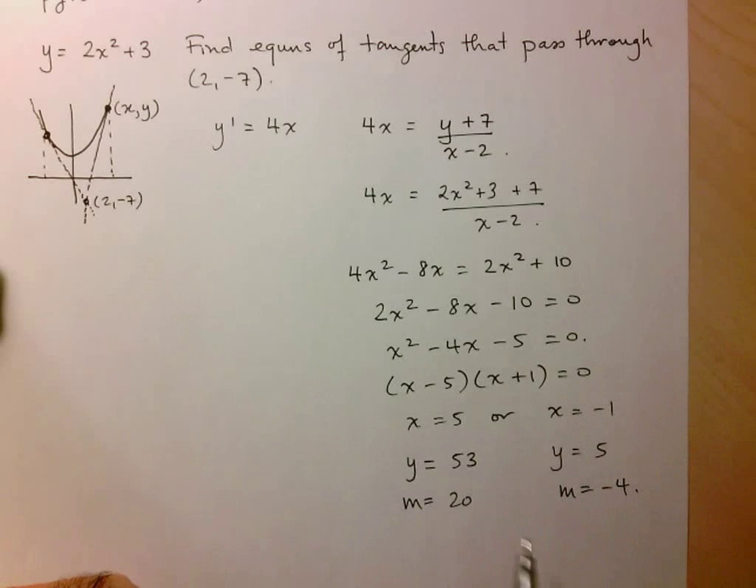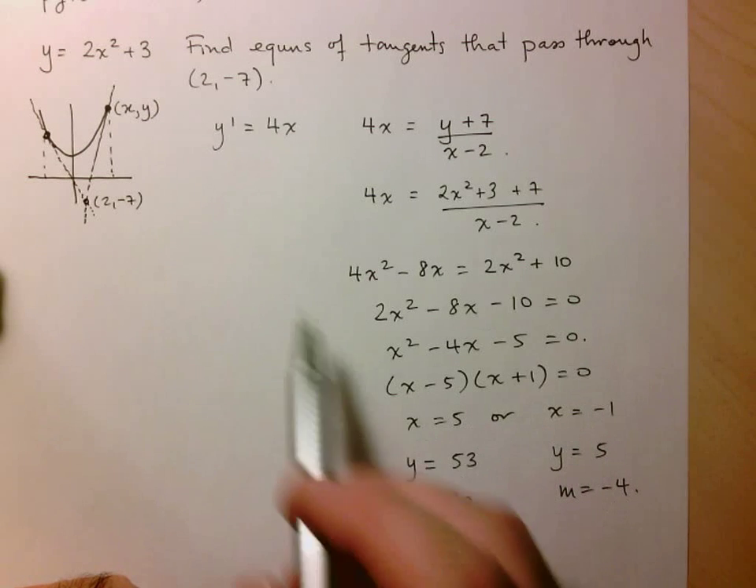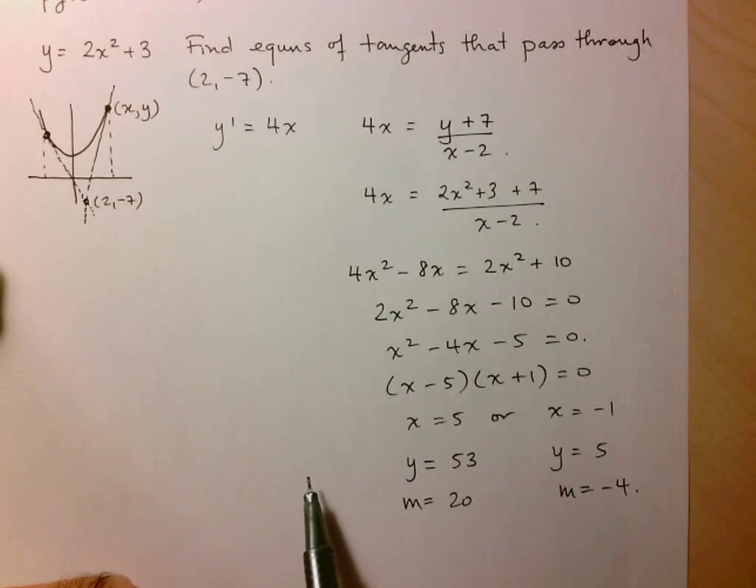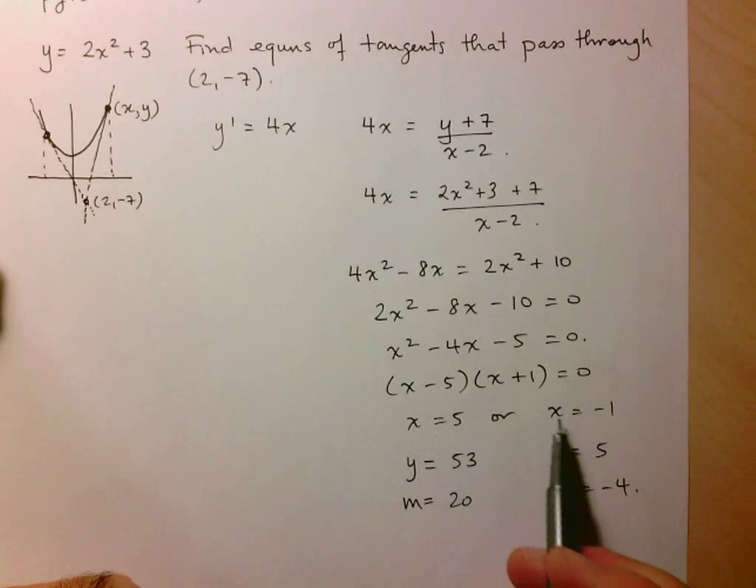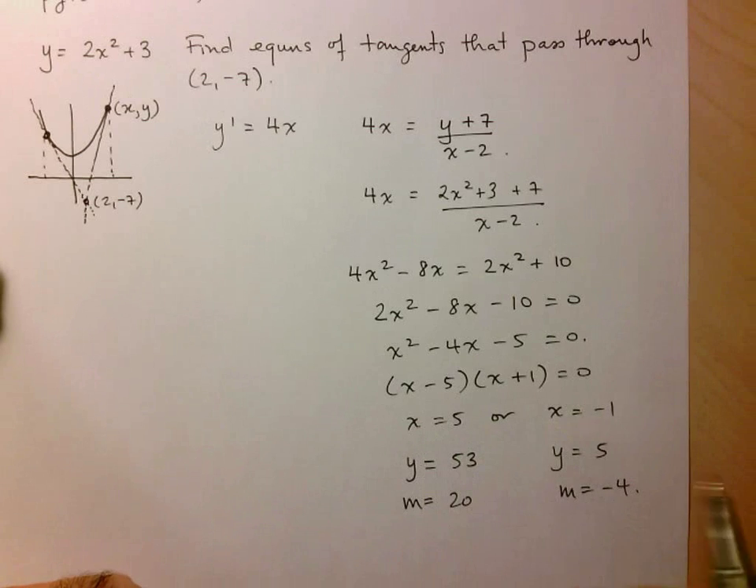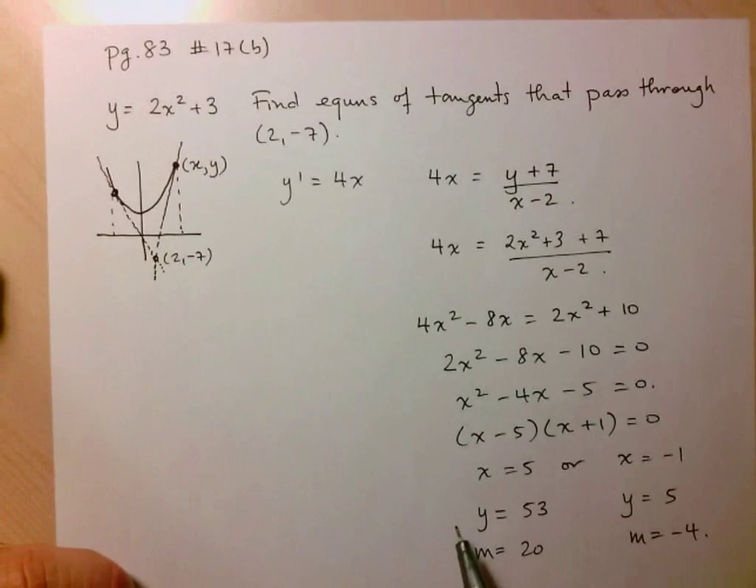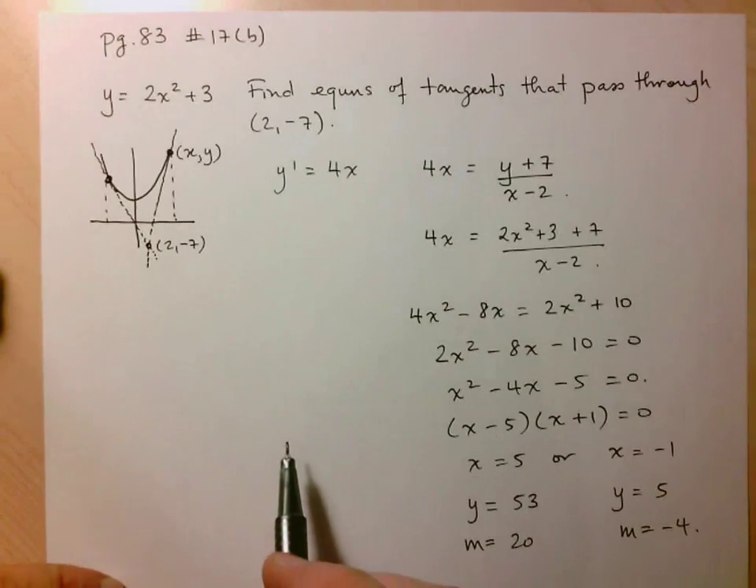Okay. Now, just as I was solving this, I realized I don't actually need to find the y values for these x values, because I know that these lines both contain the point 2, -7. So I really only needed the x values here to calculate the slope. So I did a little more work than I needed to. No big deal.